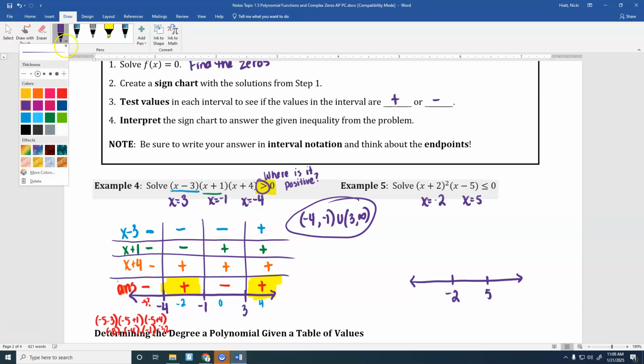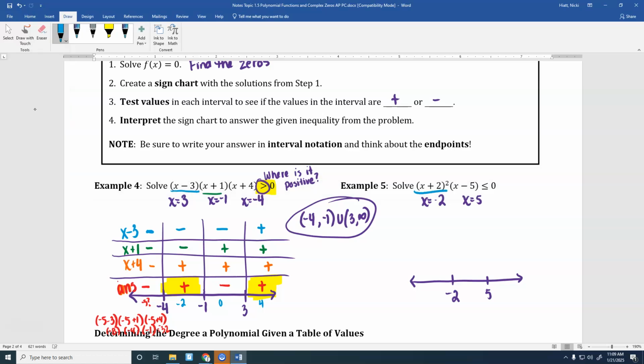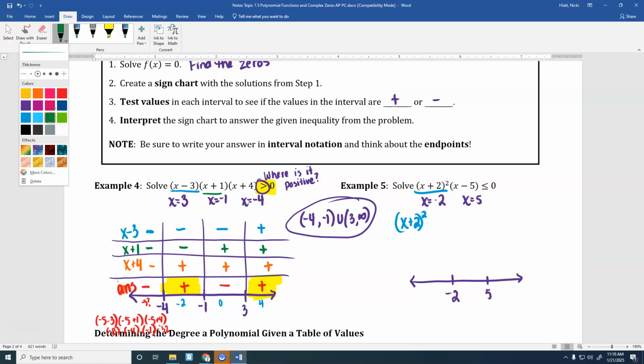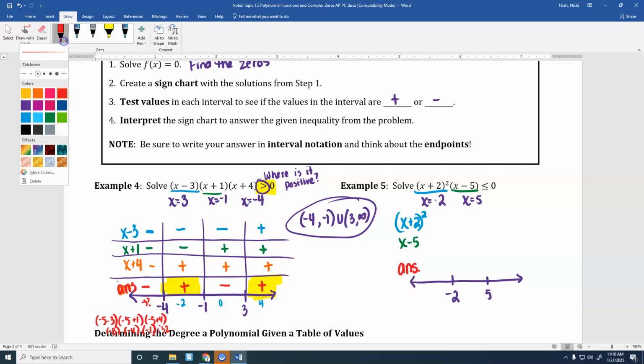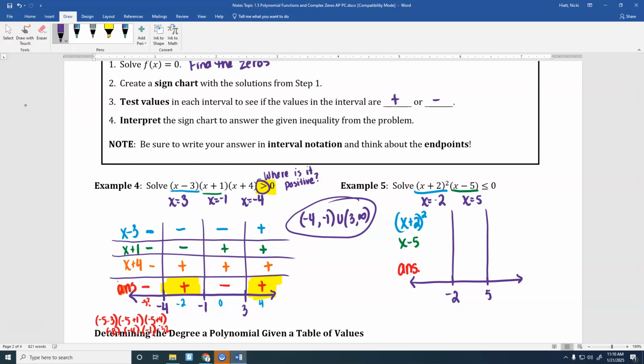And then I would take my factors. x plus 2 squared would go here. Got to make sure you include that exponent because it's part of the equation. Then I'd have x minus 5 there. And then I would have a line for my answer. And I would just draw in my chart here for this.